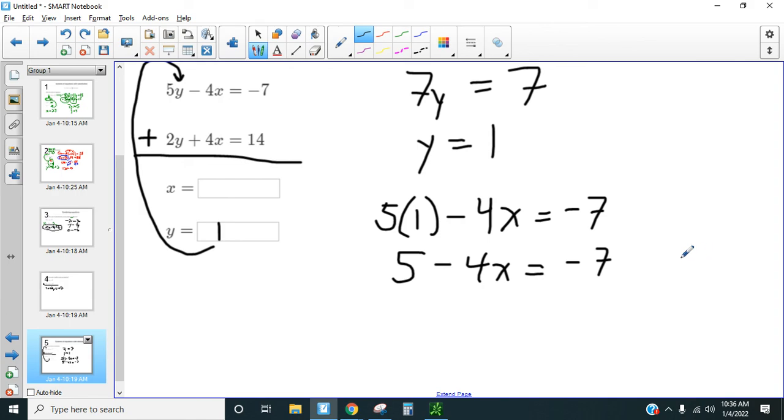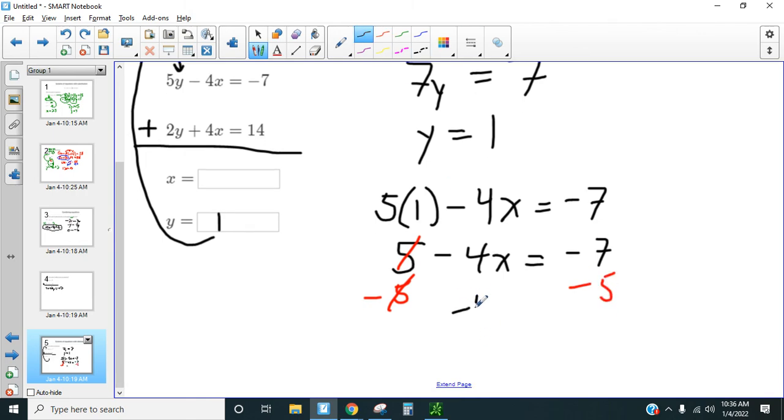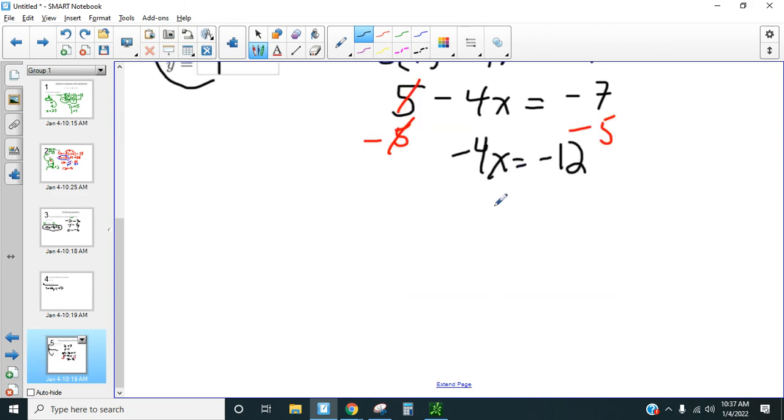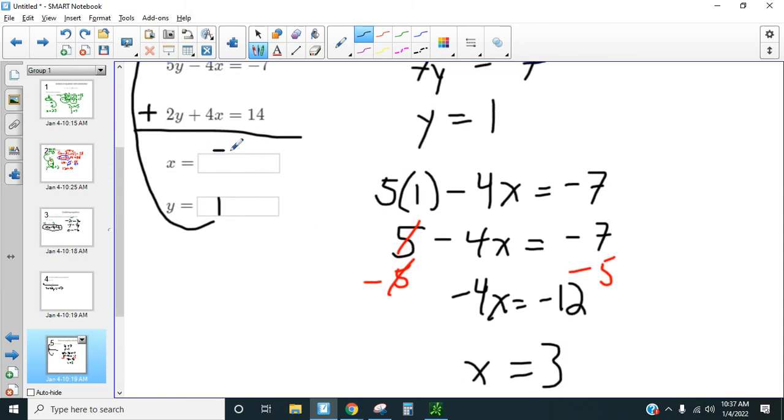What's the next step to solve this? Tell me. Subtract 5, both sides. Awesome. Negative 4 times something is negative 12. What's the something? Positive 3. There it is, right? X is 3.